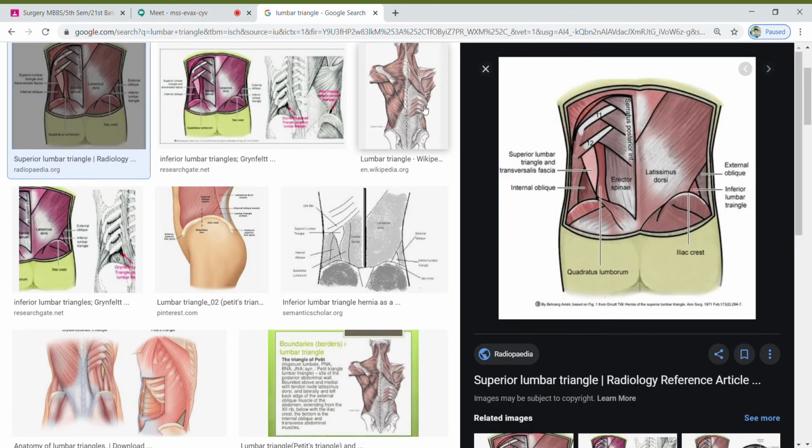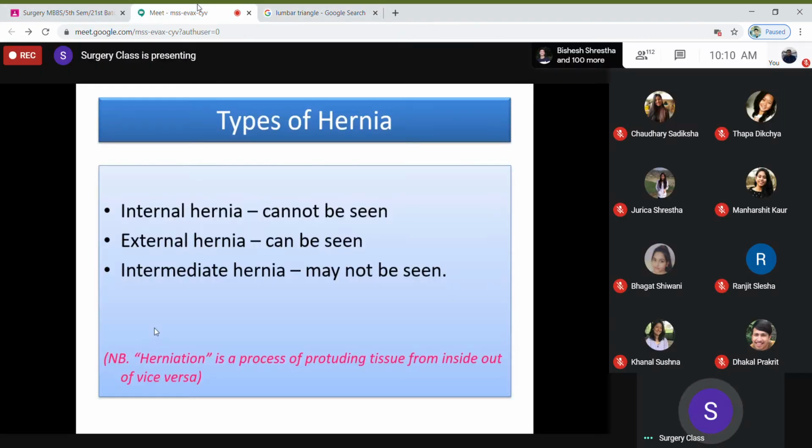So if you see the hernia, there might be internal, external, and intermediate hernia. What is said is that internal hernias won't come outside. They will have hernia inside only, inside the abdomen. They might herniate between the loops of the intestine, between the mesentery of the intestine.